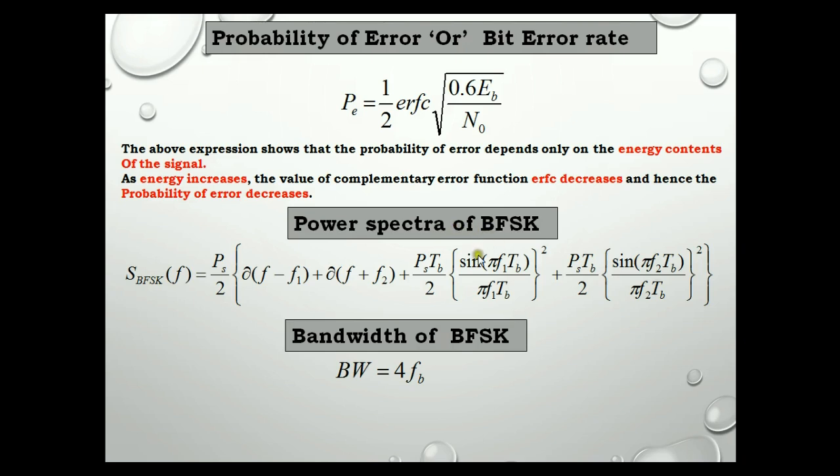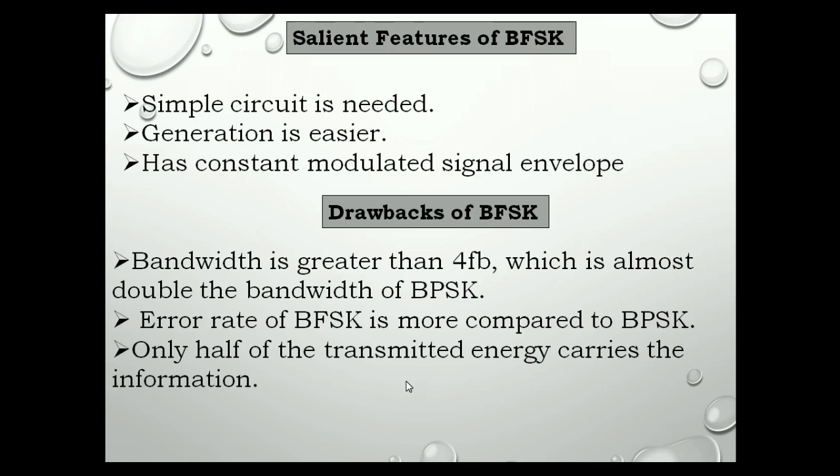The power spectrum of the FSK signal is given by this equation, and the FSK signal has a bandwidth equal to 4 FB. The FSK signal has various advantages such as a simple circuit is needed, the generation is easier, and it has a constant modulated signal envelope. The drawbacks of the FSK signal are that the bandwidth is greater than 4 FB, which is almost double that of the bandwidth required for BPSK, and the error rate of FSK is more compared to BPSK, and only half of the transmitted energy carries the information.